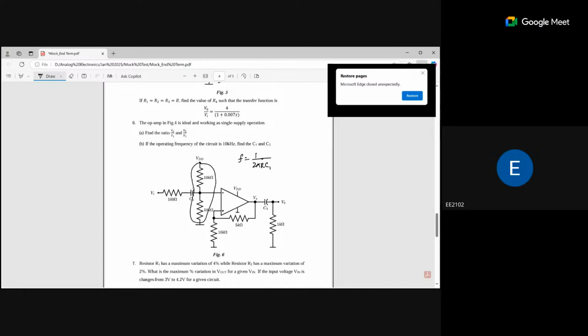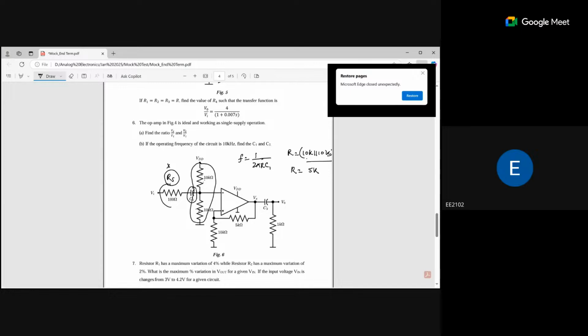Now what is R? If I remove this capacitance, what is the equivalent resistance? These two resistances are in parallel, and that will be in series with this resistance, this is RS. We are not considering this RS. We are only considering the parallel combination of this 10K and 10K. So R is nothing but 10K parallel with 10K.